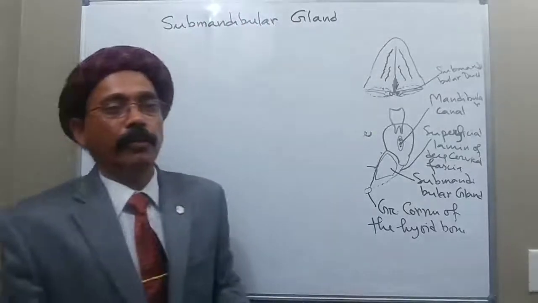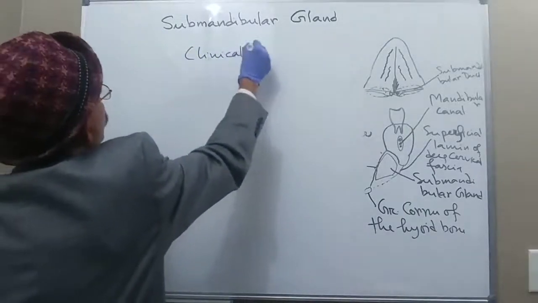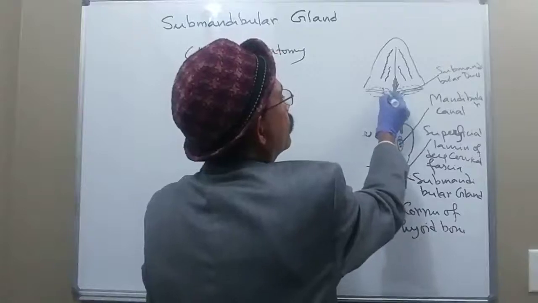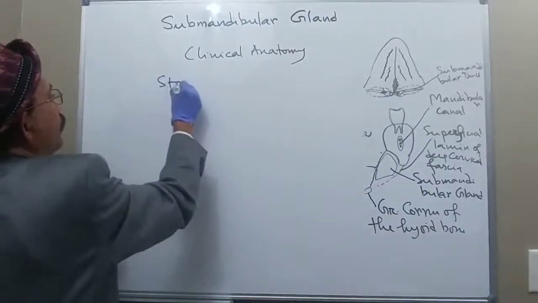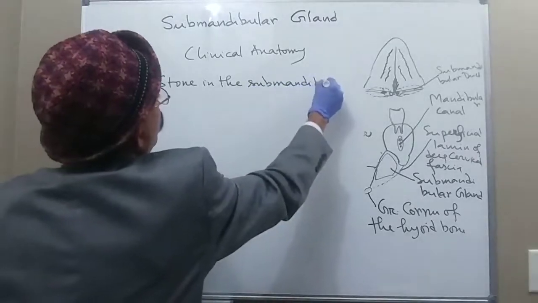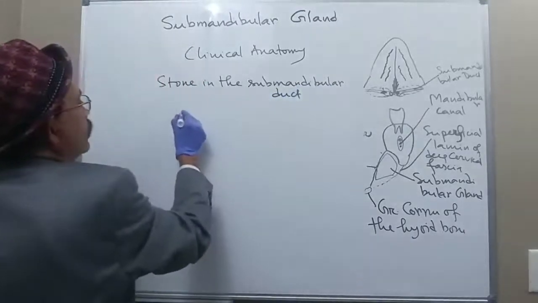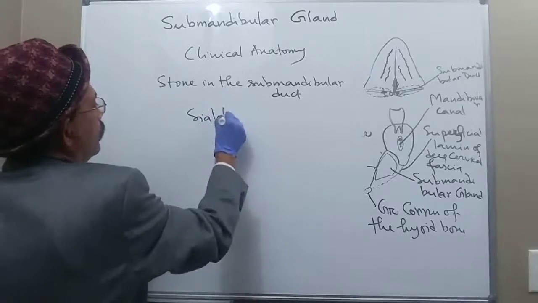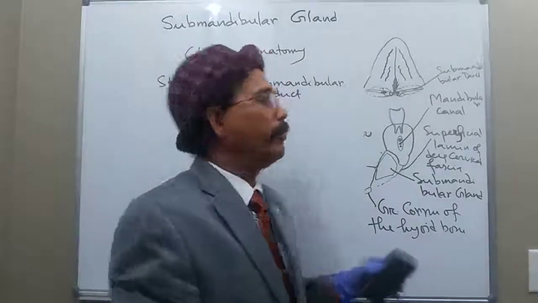Okay. We'll learn some of the clinical anatomy of the submandibular gland. Clinical anatomy. The submandibular duct may have stone formation, okay, maybe one or two stones in the submandibular duct. We call it sialolithiasis. Okay, it can be diagnosed very easily by sialography.